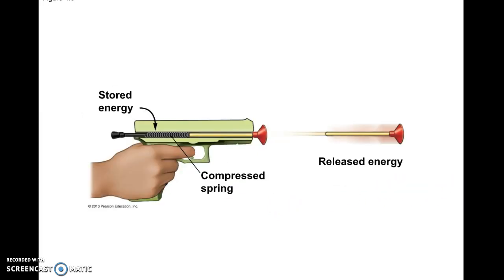An analogy for this is the stored energy in the compressed spring of this pop gun. When that energy is released, the potential energy stored in the spring is released as kinetic energy, that makes that little dart zip forward and stick on someone's forehead.